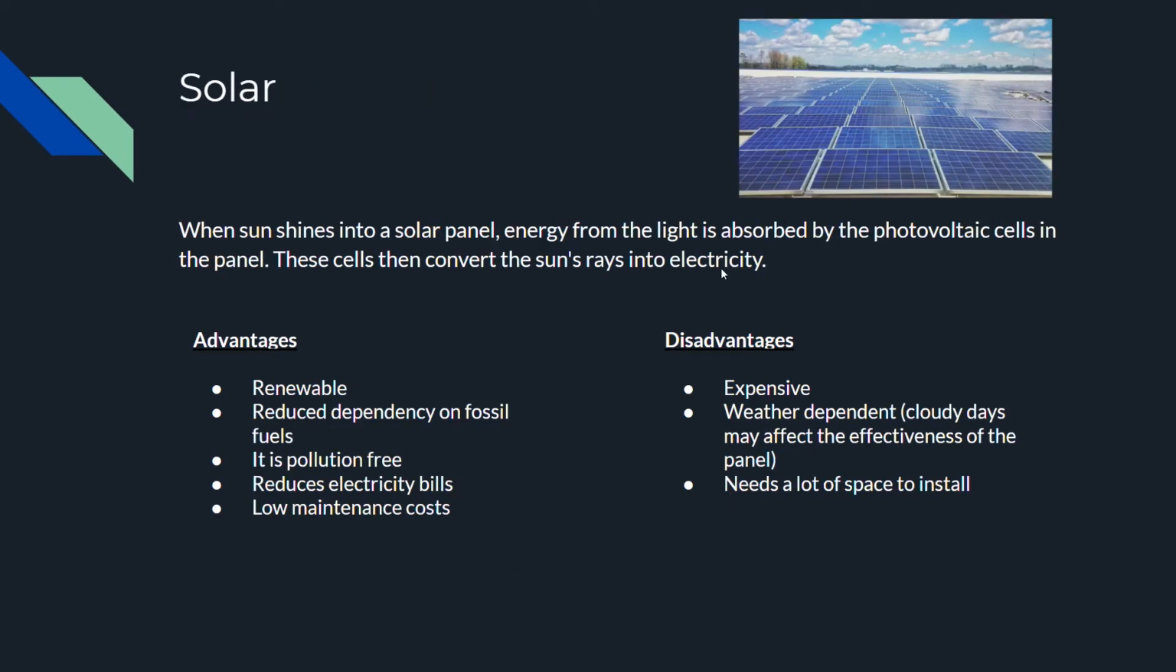Solar energy. When the sun shines into a solar panel, energy from the light is absorbed by the photovoltaic cells in the panel. These cells then convert the sun's rays into electricity. The advantages are that they're renewable, this reduces dependency on fossil fuels, it's pollution free, it reduces electricity bills, and it has low maintenance costs.